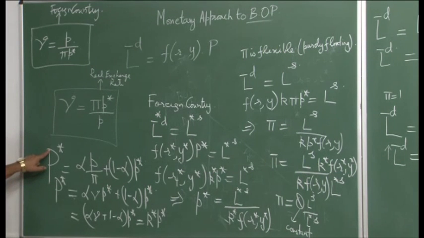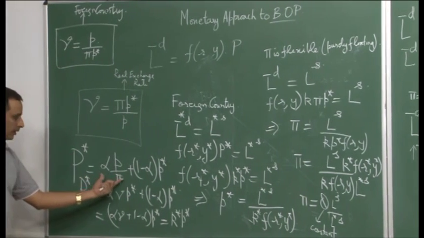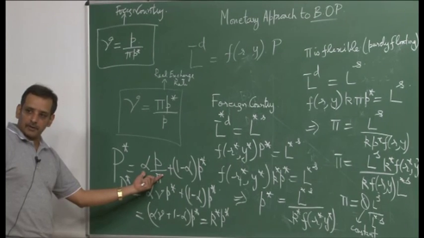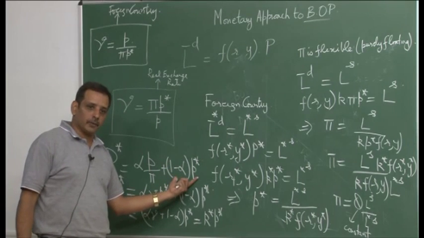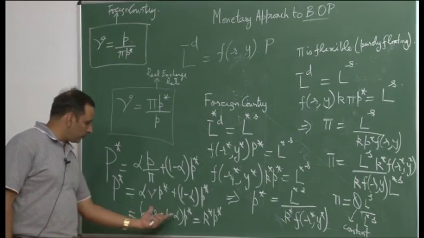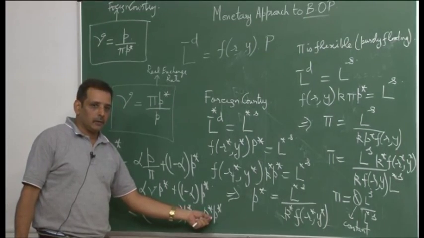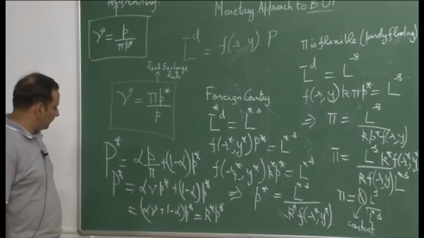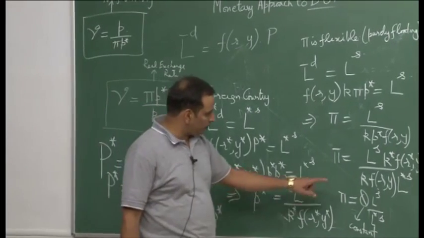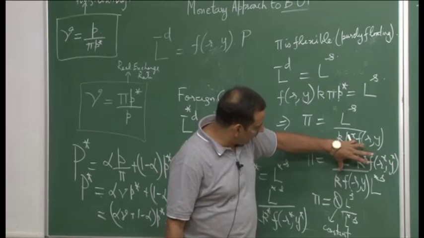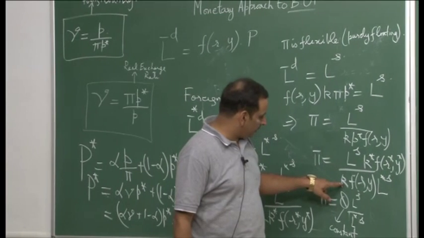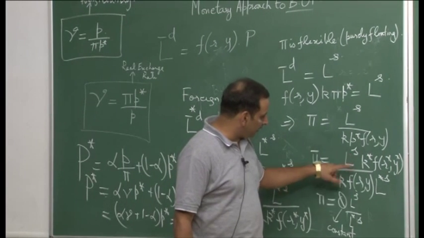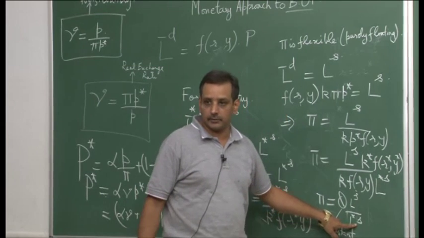And the prices there is a weighted average of the imported good, the prices of the imported good there in the foreign country, and the price of the domestic good. So, if you do it, you will get K star P star. Okay. So, then if you put it here, you will get all constant, theta is K star F R star Y star K F R Y L S L star S.